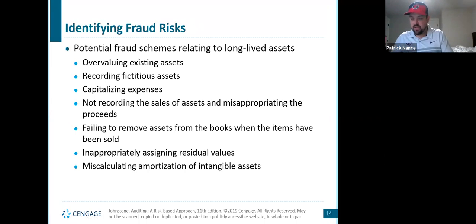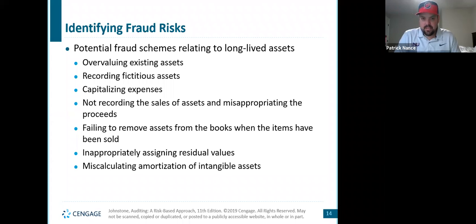Identifying fraud risks is on page 649. The potential fraud schemes that long-lived assets can have: overvaluing existing assets, showing that you are in a better financial position, asset-wise, capital-wise, than what you actually are. Recording fictitious assets, claiming you bought something that you did not.